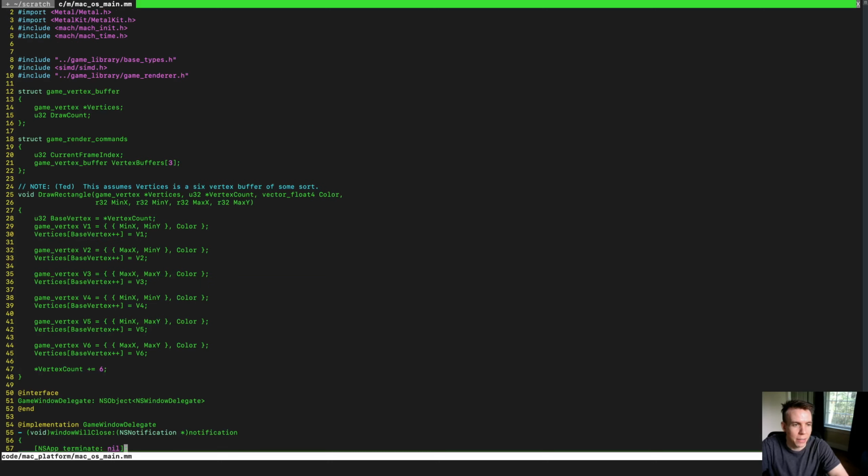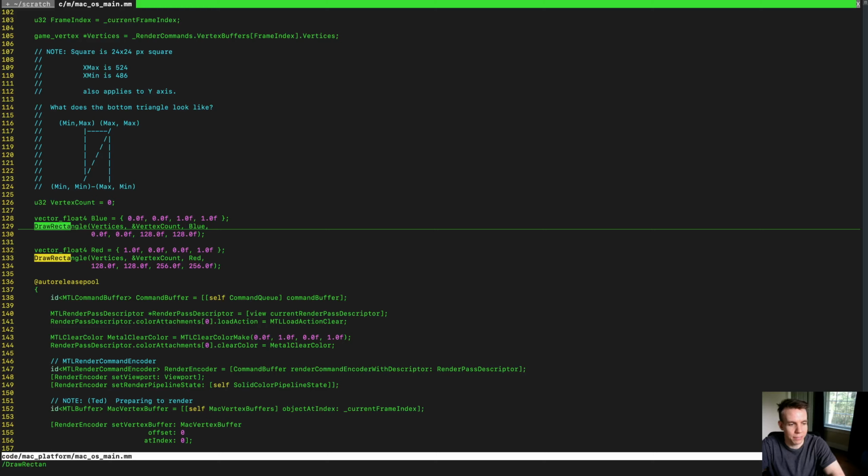But if we see this draw rectangle function, now it's getting called in two different places, and we're drawing these two rectangles with a minimum x and a maximum x, and then a minimum y and a maximum y, right? And it's a similar thing here. So it's minimum x, maximum x.